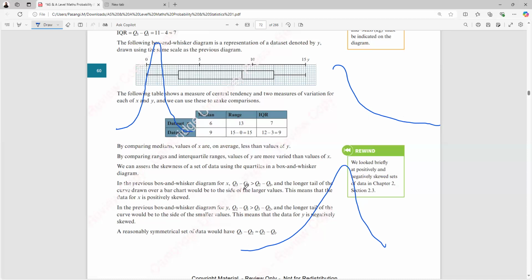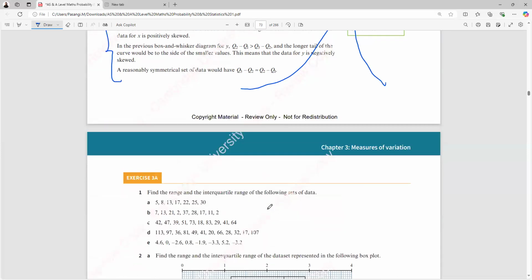If it's positively skewed, that means Q3 minus Q2 is greater than Q2 minus Q1. If it's negatively skewed, then Q2 minus Q1 is greater than Q3 minus Q2. If it's symmetrical, both sides should be equal, that means Q3 minus Q2 equals Q2 minus Q1. That's how it works. Okay, those are the values.